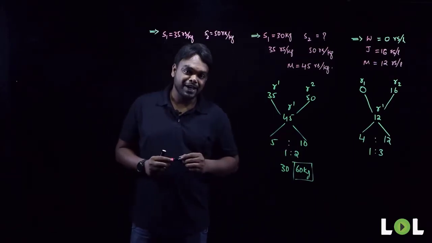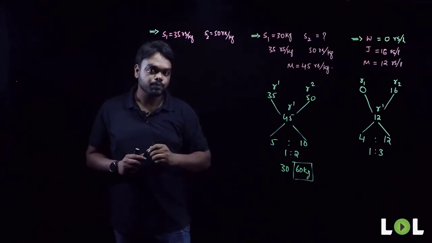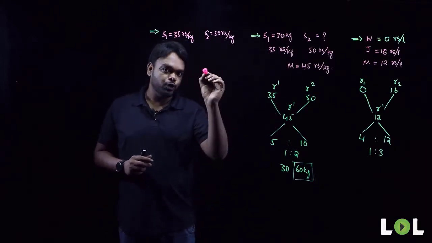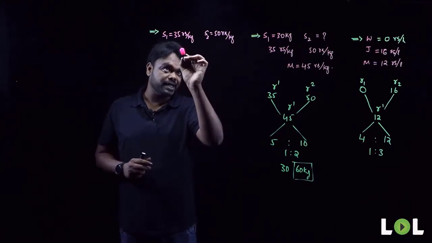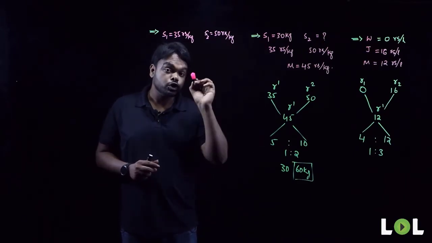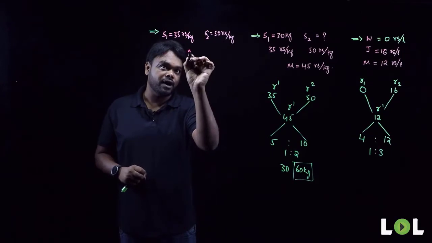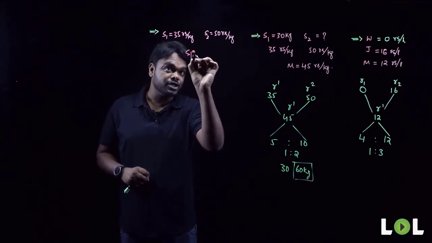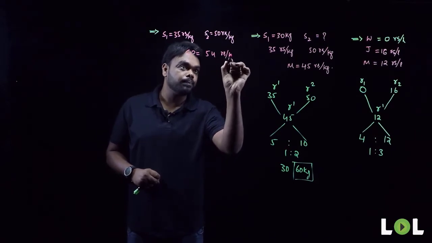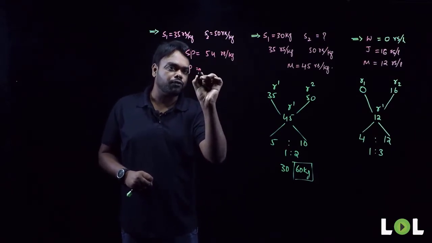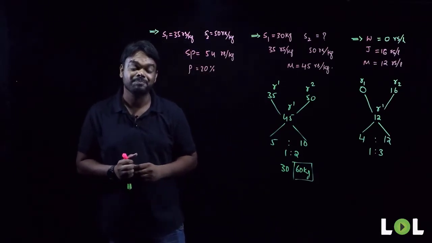Now again, let me modify the same question a little more. So what I do is: in what ratio should two types of sugar costing 35 rupees per kg and 50 rupees per kg be mixed, so that by selling the mixture at 54 rupees per kg, you can make a profit of 20%? Well, look at the change in the question here.